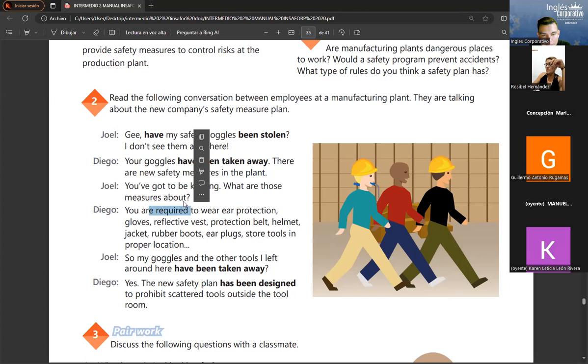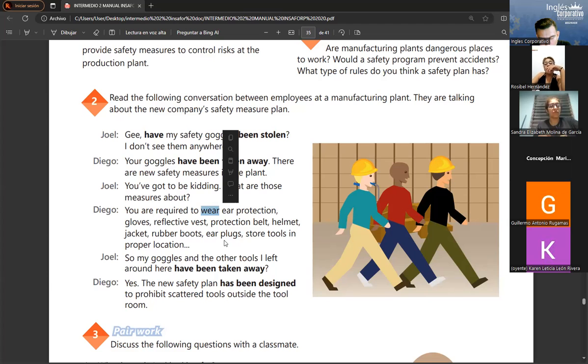Okay, you gotta be kidding, you are required. To where? Do you remember this verb? What does it mean? Vestir, okay. Something very important is that in English we don't use the verb use.